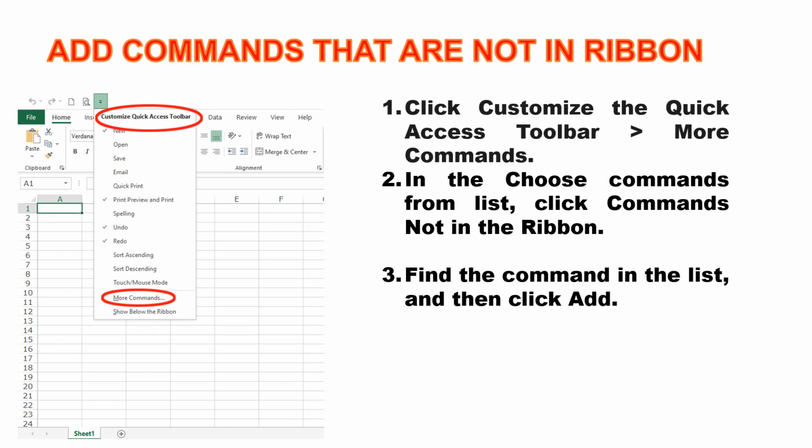How do we add the commands that are not in the ribbon? It is done by clicking Customize the Quick Access toolbar and selecting More Commands. A list of commands will be displayed and we will be able to select the commands that are not present in the ribbon. And then you just click the Add button to add the command to the QAT.